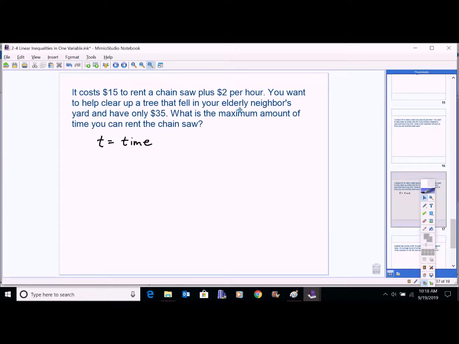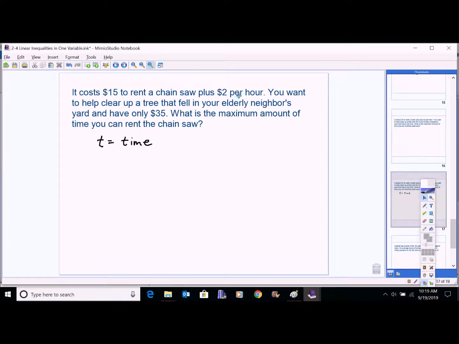So it costs $15 plus $2 per hour. What expression would represent that first sentence? Okay, so 15 plus 2t, because $2 per hour. The 15 is, if you just walk out of the door with it and walk back in, you're still paying 15 bucks. So 15 plus $2 per hour.